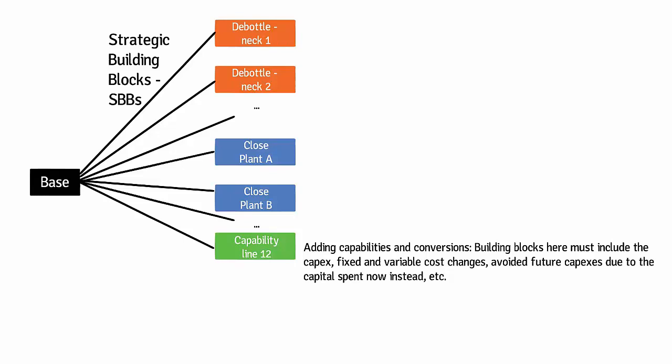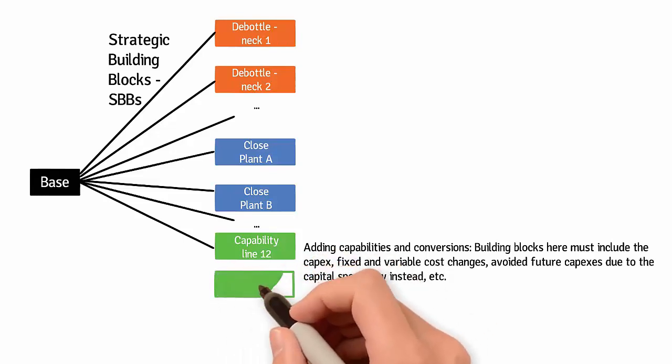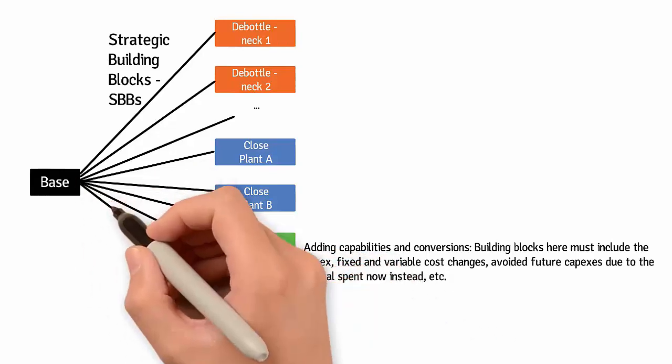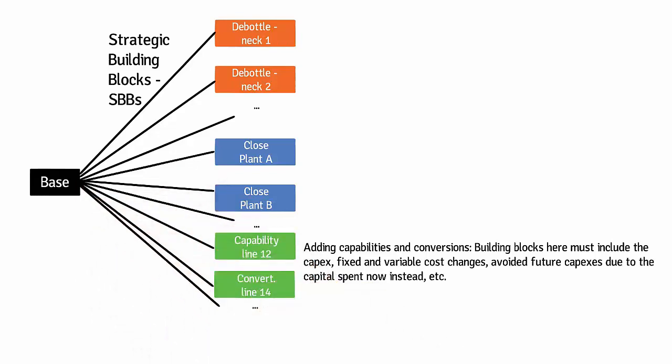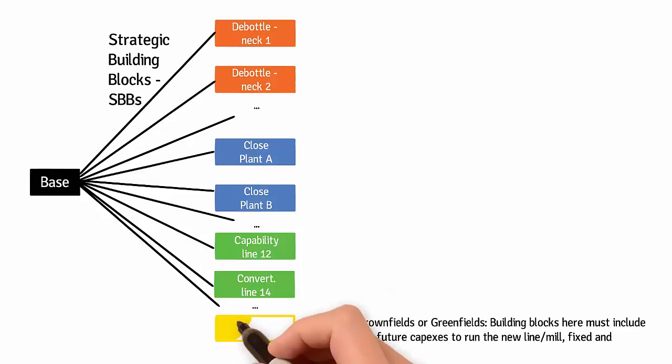Conversions. If necessary, you should then develop SBBs for your possible conversions. If you have a technically well-invested plant, but it operates on a declining market, for instance, you may want to convert this plant to make something else. New lines, brownfields, and greenfields.